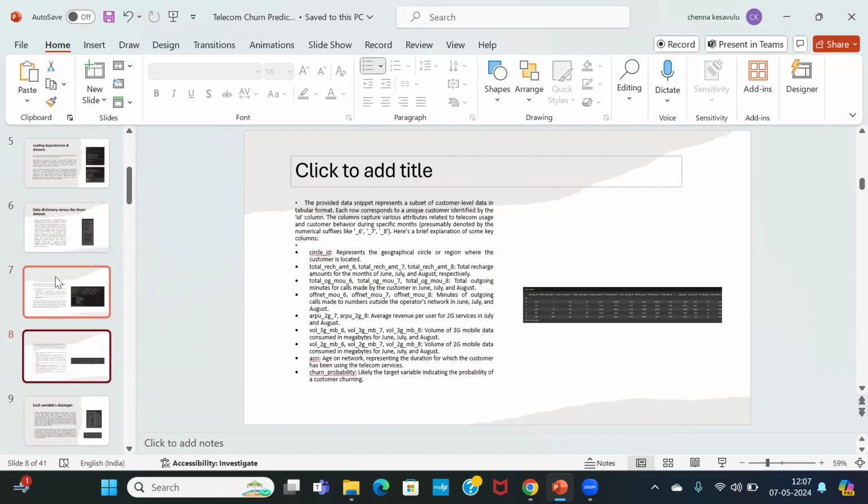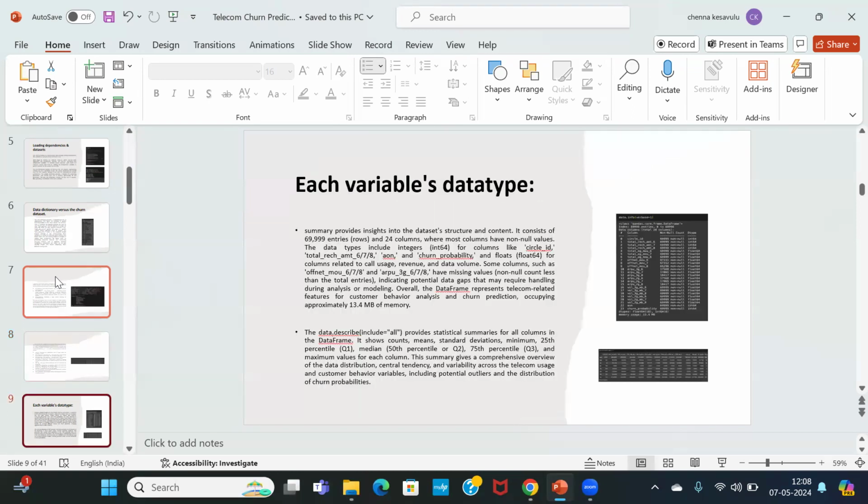Coming to the next one, it provides a data snippet representing a subset of customer-level data, and we can see the columns on the right side, like circle ID, total recharge amount, total recharge amount of months, etc. These are the data sets we contain in our churn data. The next slide will be continued by my friend.